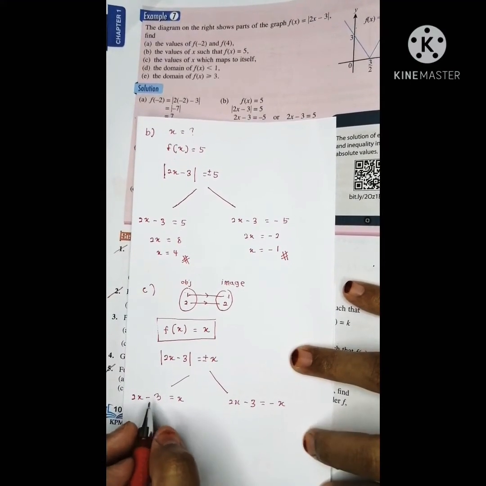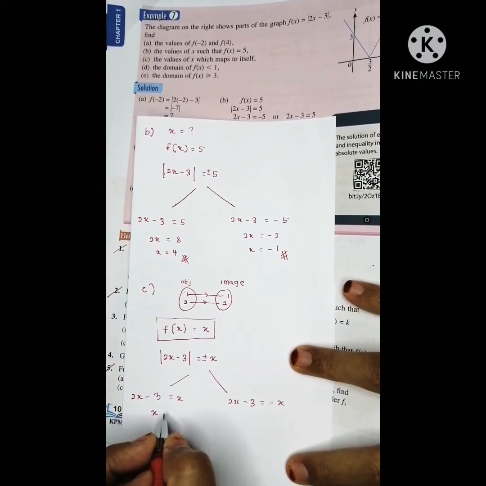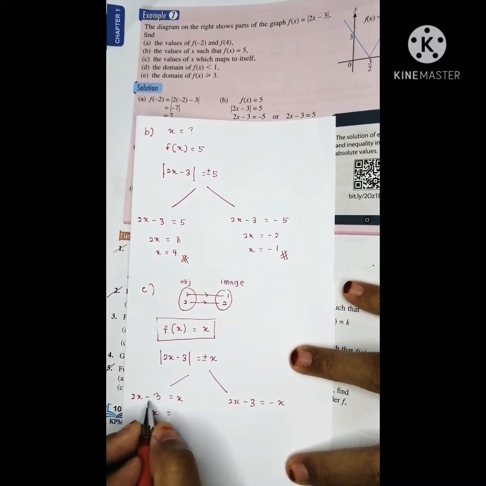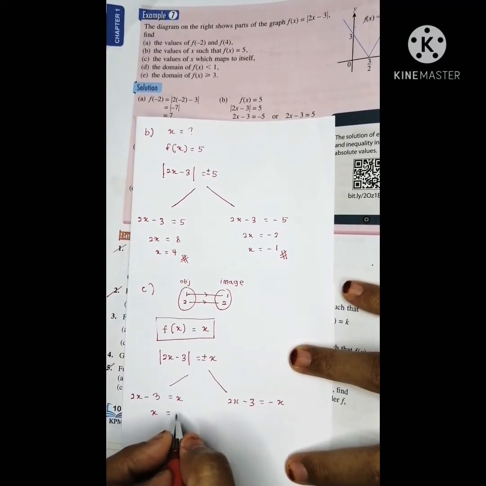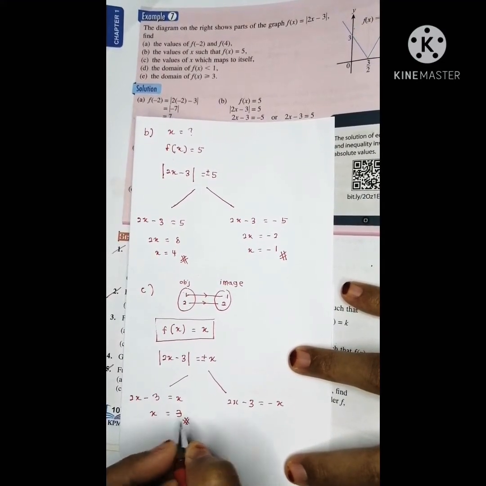So solve this one to find the value of x. x is equal to... x, bring it to the left, then 2x minus 1 you got x only. Then negative 3, bring it to the right, so you got 3. So this is the answer for this one.